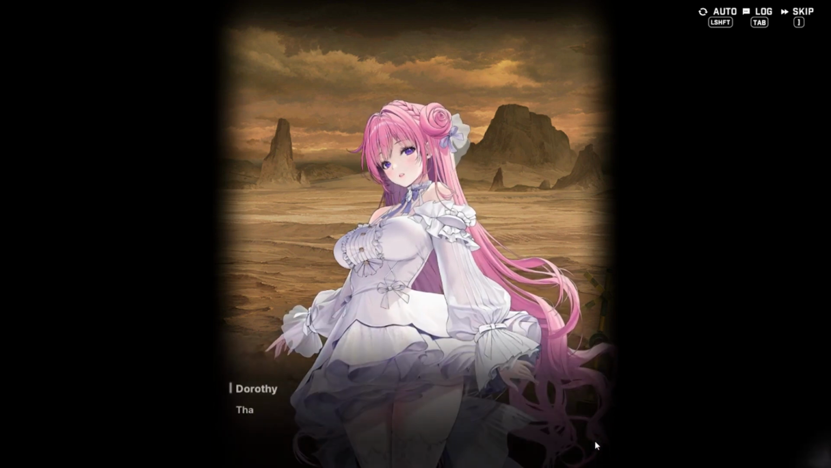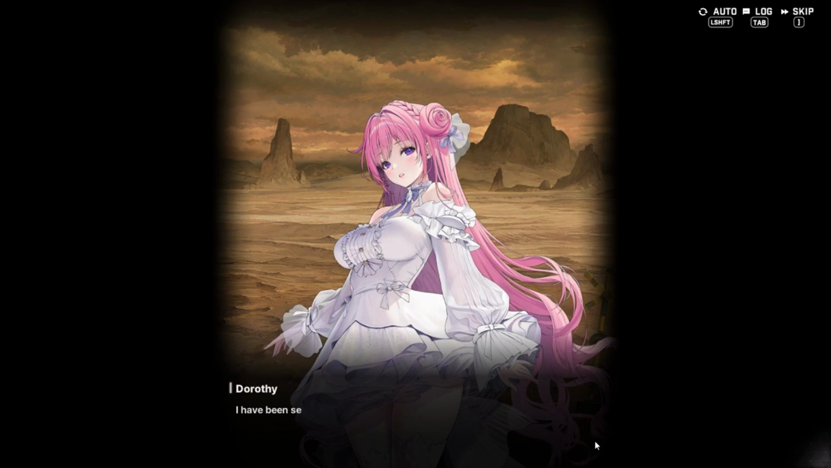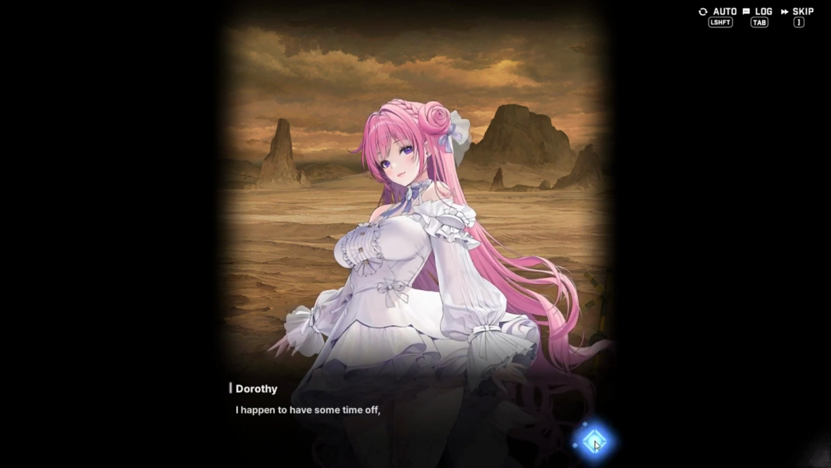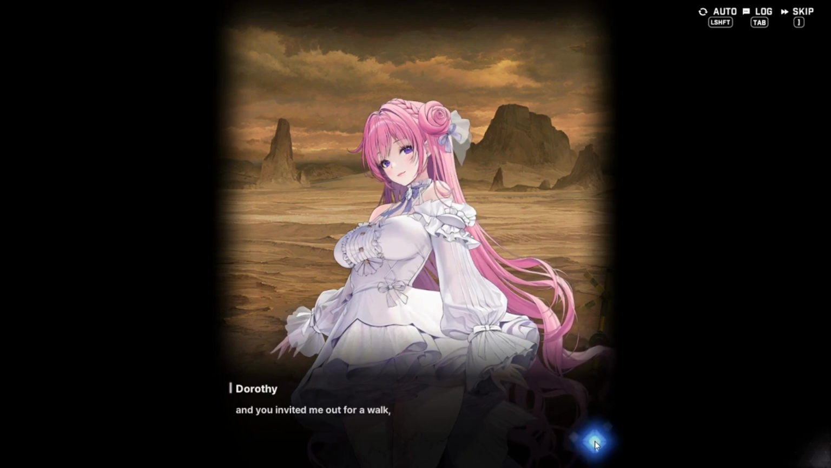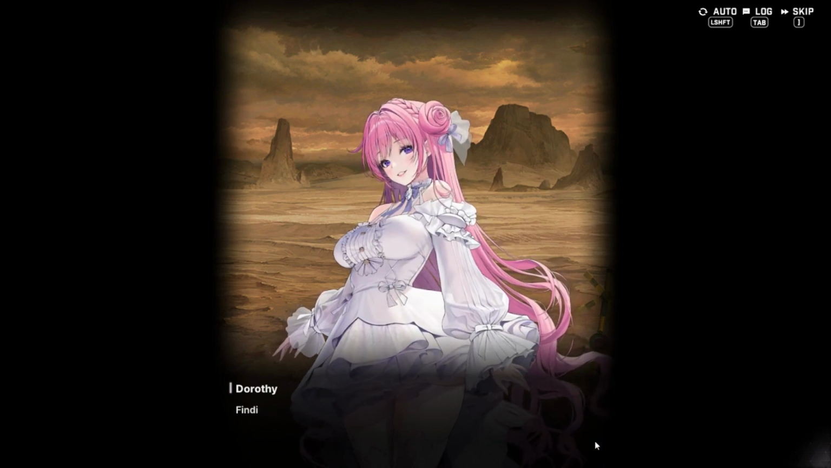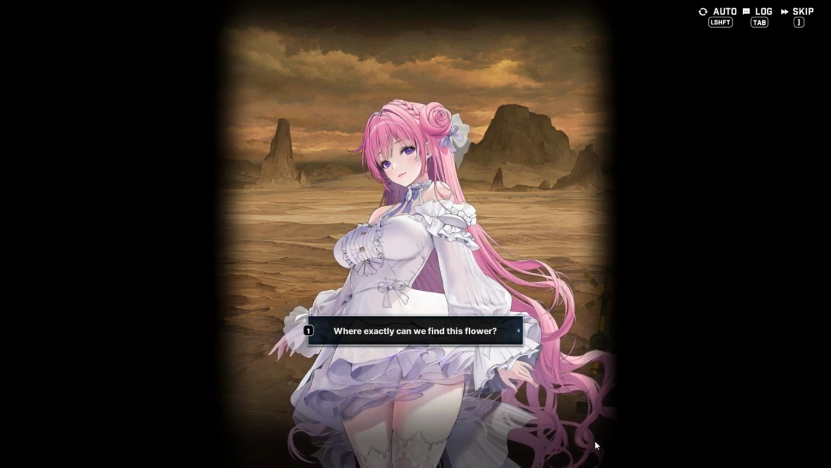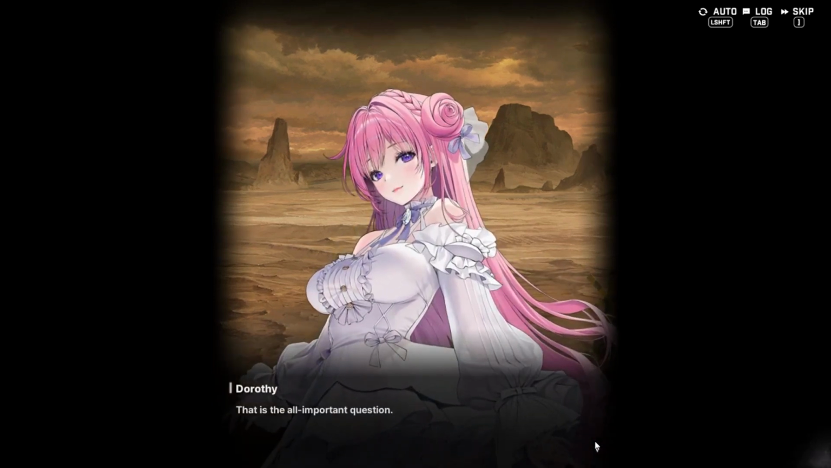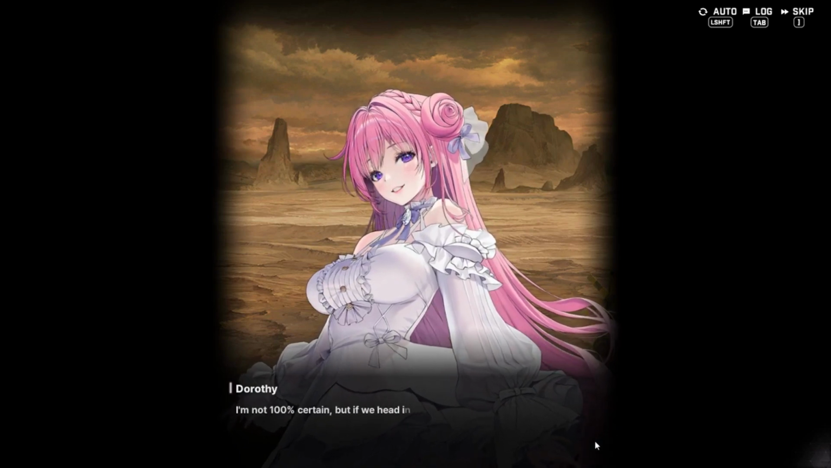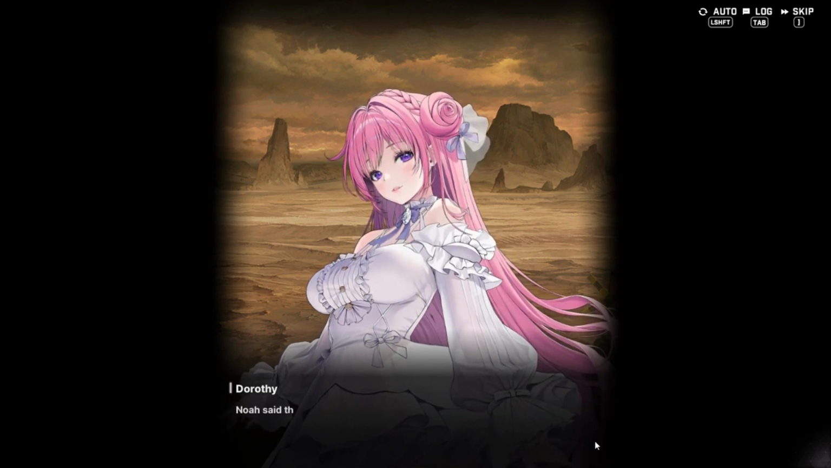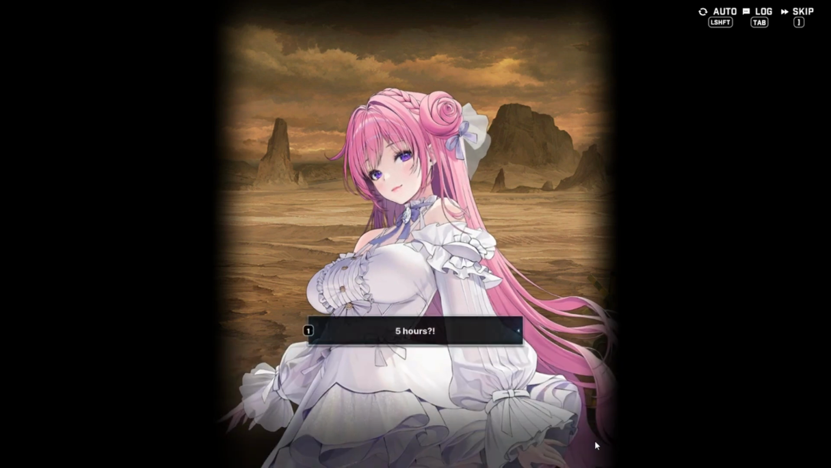What kind of flower? That flower is the one I have been searching for a long time. Noah said she saw some out in the desert. I happen to have some time off, and you invited me out for a walk. So there you have it. Finding that flower will assuage my loneliness. That I can guarantee. Where exactly can we find this flower? That is the all-important question. I'm not 100% certain, but if we head in this direction for, say, about 5 hours, it may show up. Noah said that she saw it close to Eden.